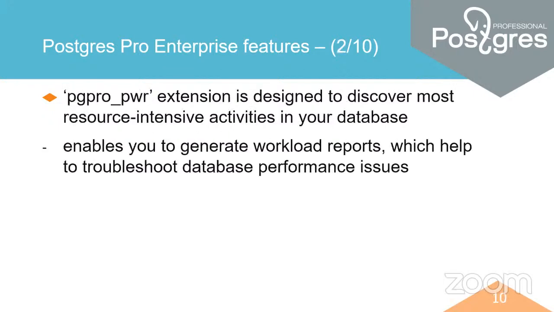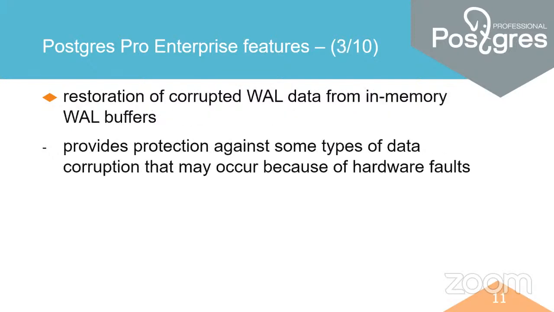The next one is PG Pro Power extension, which is designed to discover most resource-intensive activities in your database. It enables you to generate workload reports, which can be helpful for troubleshooting database performance issues. The next one is restoration of corrupted write-ahead log data from in-memory WAL buffers. It provides protection against some types of data corruptions we had in our practice that may occur because of hardware faults.